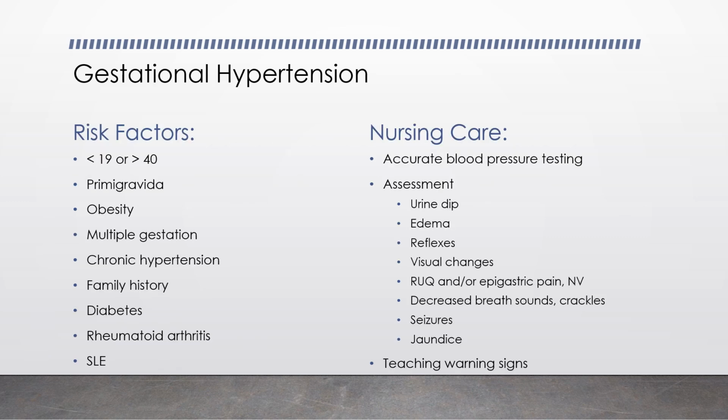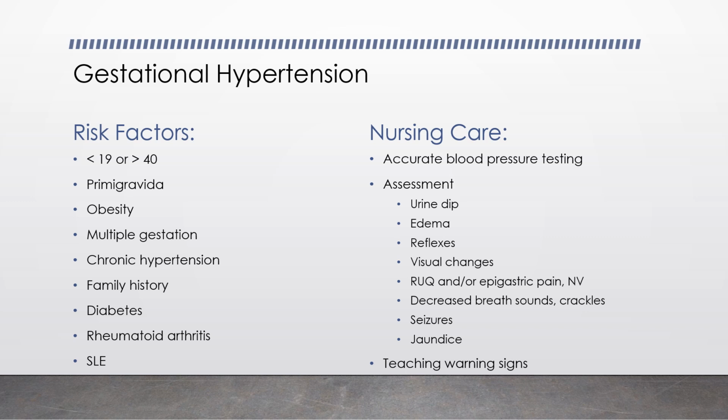So you can read the risk factors on the left-hand side. Note that multiple gestation, obesity, chronic hypertension, family history, all are risk factors. And we're seeing more and more women with these risk factors in the delivering units nowadays. For nursing care, the biggest thing we want to make sure that we do is take an accurate blood pressure.